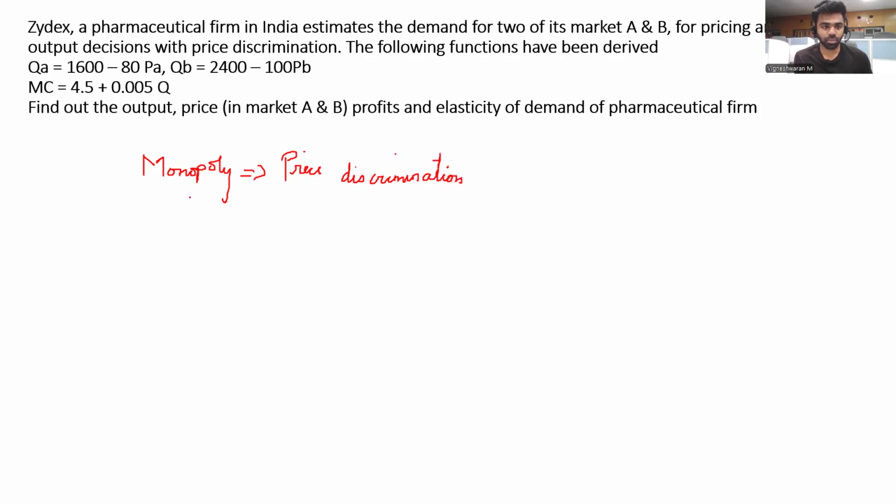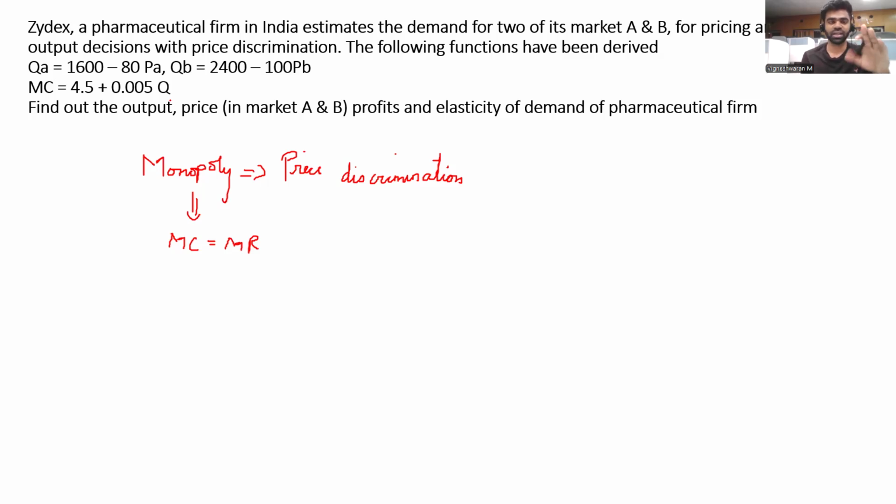Okay, so in monopoly, we all know that we have to equate two things, that is MC equal to MR. How to find MR, I have explained in the previous video itself. Now coming to this question, we have two equations. First I will read out the question and then explain what is asked. Zydex, a pharmaceutical firm in India, estimates the demand for two of its markets, A and B, for pricing and output decision with price discrimination.